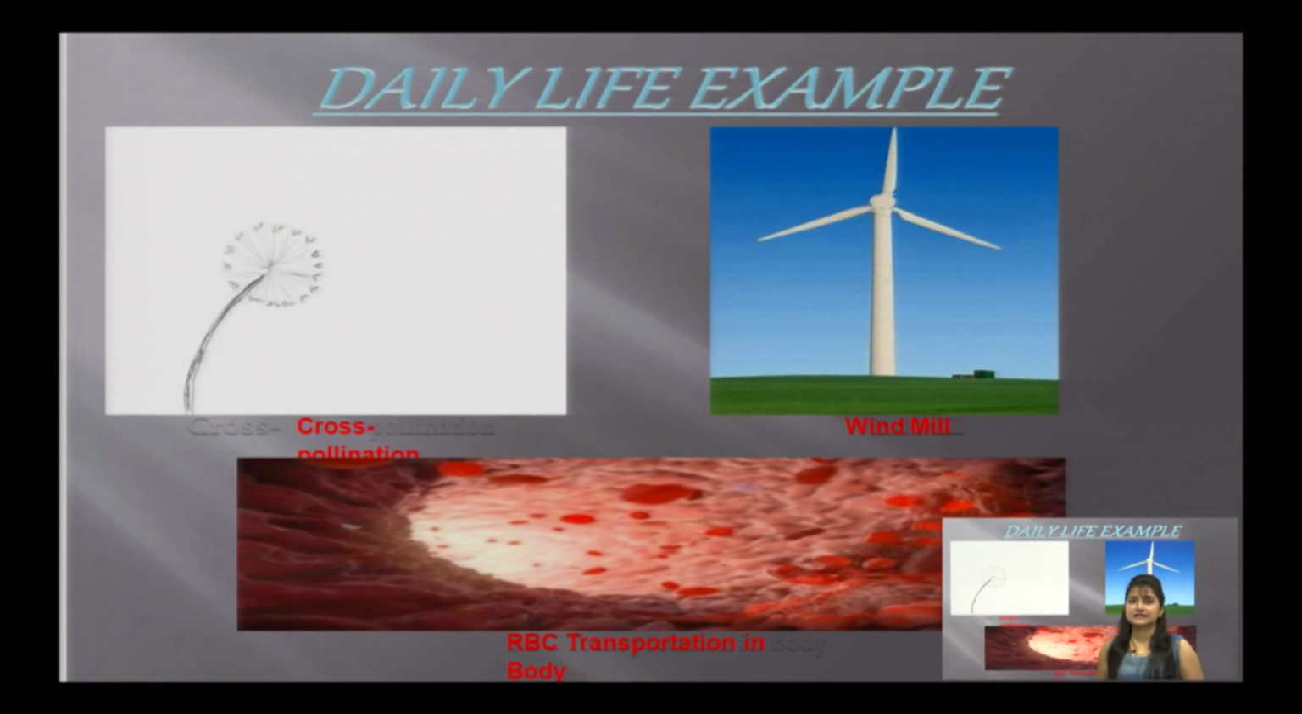Moving to daily life examples, you can see that this is cross pollination, and it also has a drag and lift section, and then windmills, again with drag and lift forces being seen with their proper contribution. Next one is RBC transportation in the human body.